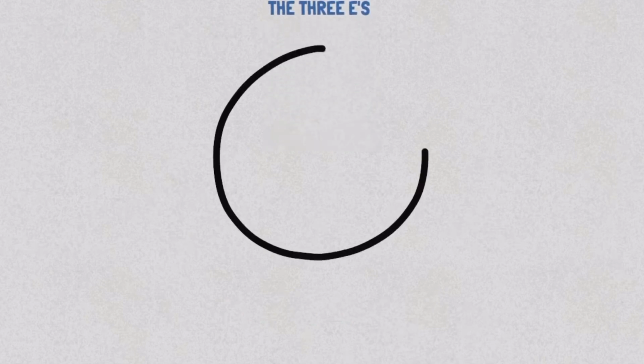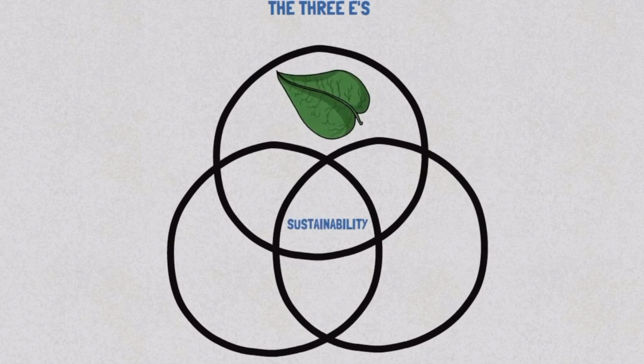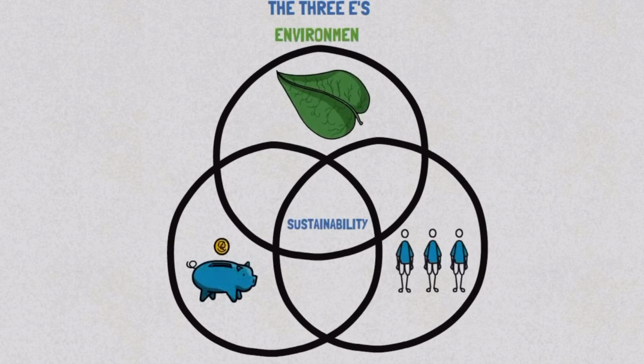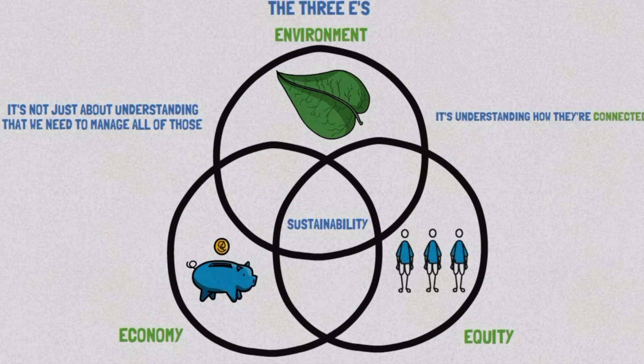One of the other big frameworks that we use to talk about sustainability is the 3 E's. In business, we call that the triple bottom line. Some people call it the 3 legs of the stool. And that's environment, economy, and equity. And it's not just about understanding that we need to manage all of those. It's understanding how they're connected.